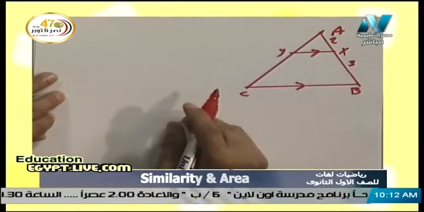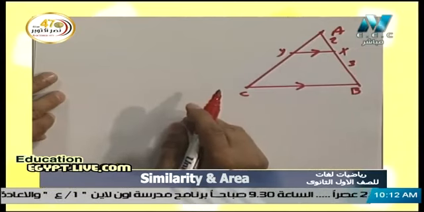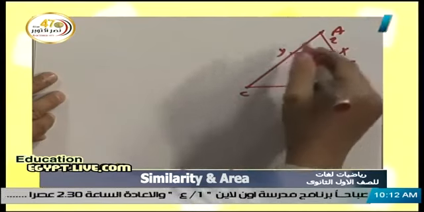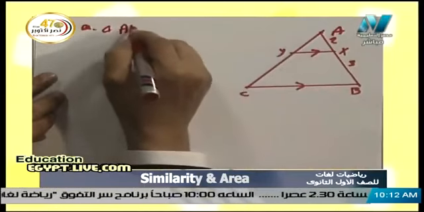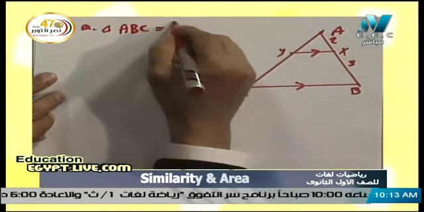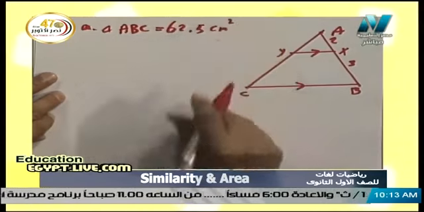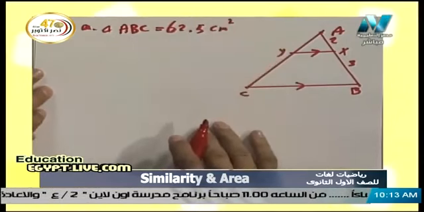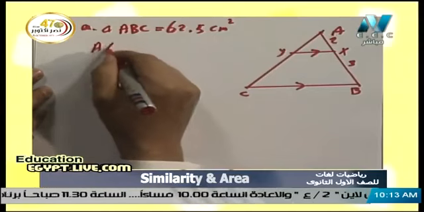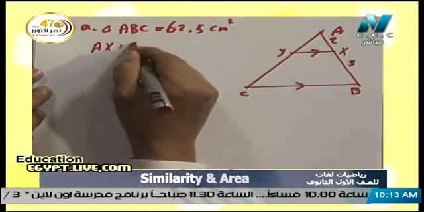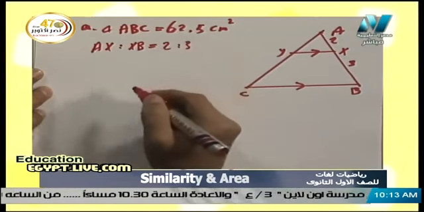Okay? And the area of triangle ABC equals 62.5 square centimeter. Okay? And given also that the ratio between AX to XB, as we said before, equals 2 to 3.